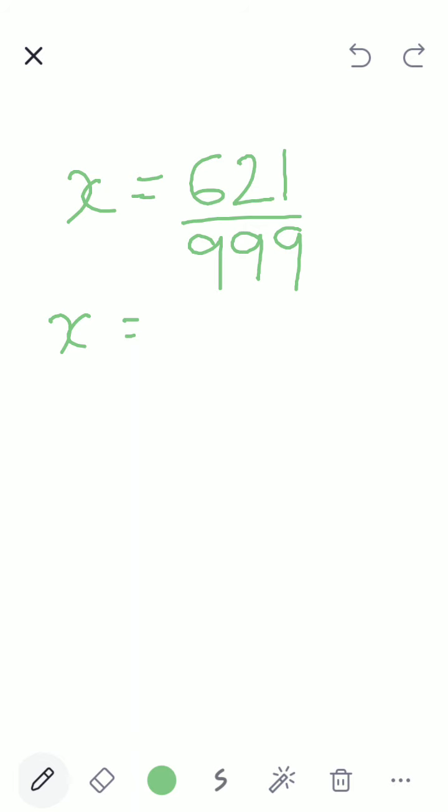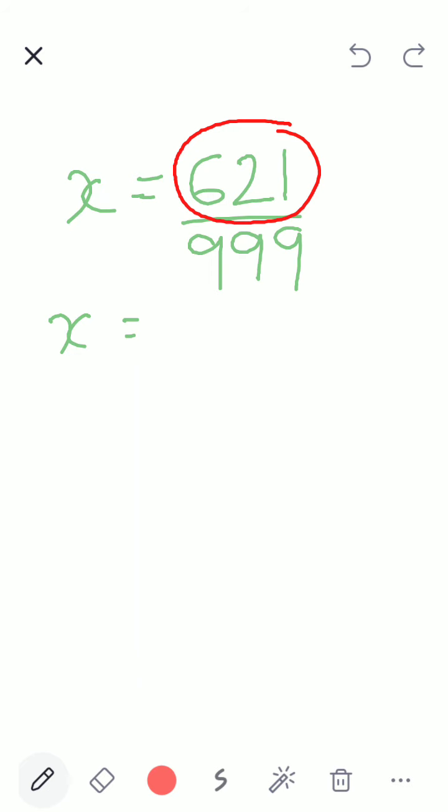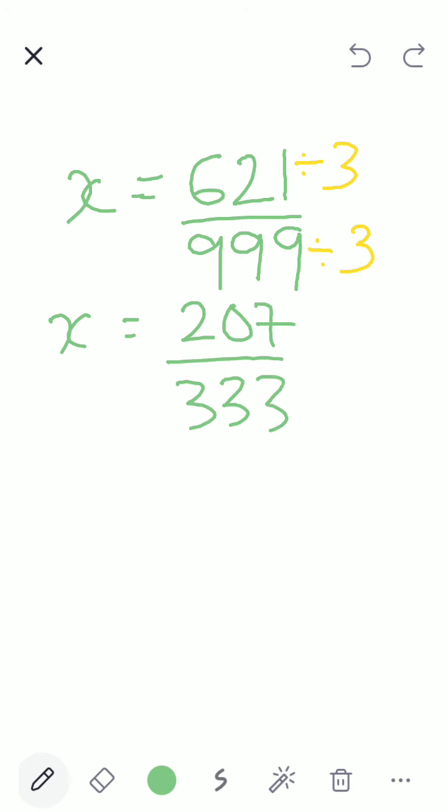Now I had taught you all divisibility rules. So tell me, children, this number 621 can be divided by which number? 3. And 999 can also be divided by 3? Very good. So I will divide numerator and denominator by 3. What is the answer? 207 divided by 333.